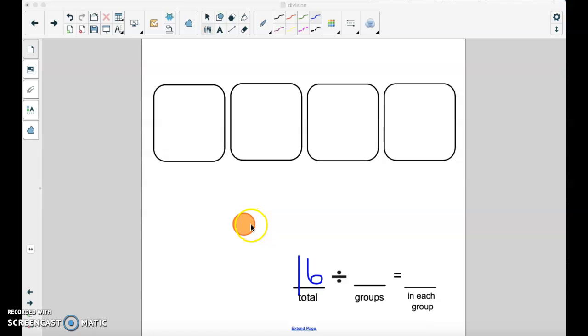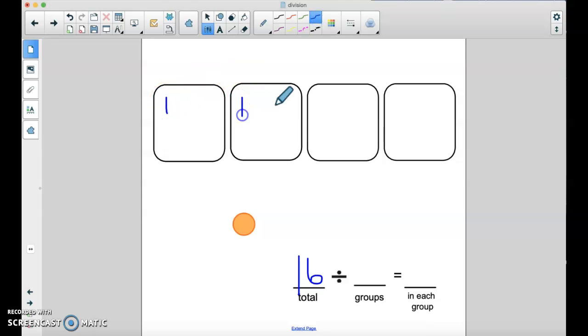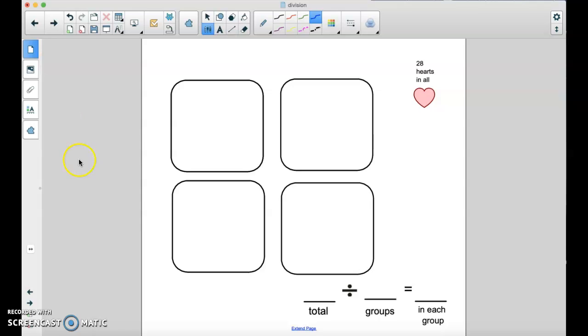Okay, so now you need to draw and divide out 16. So if you're drawing, it's a little easier to go 1, 2, 3, 4, 5, 6, 7, 8, 9, 10, 11, 12, 13, 14, 15, 16. Ooh, we had 4 groups. So how many are in each group now? Hopefully you have the answer. 4.